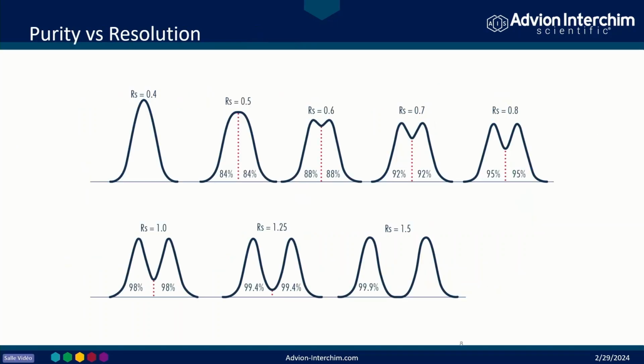Increasing the potential of separation means increasing the resolution and also the purity. So for example, if you need to reach 95% purity, you must have a resolution of 0.8 between your compounds of interest. If you need more than 99.9% purity, you have to get at least 1.5 for the resolution.